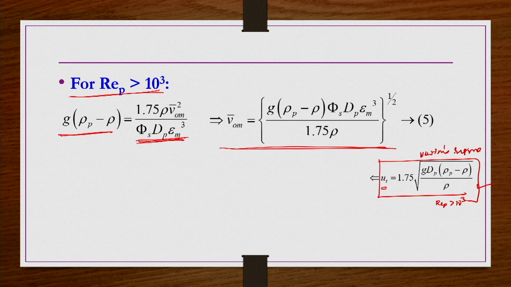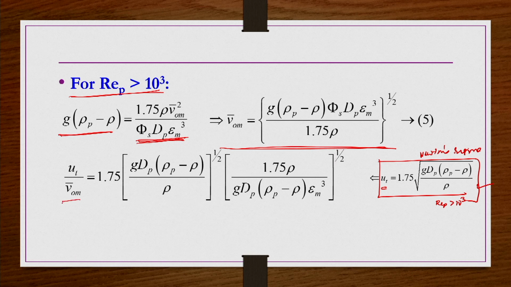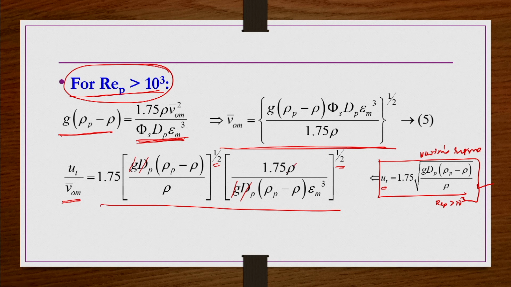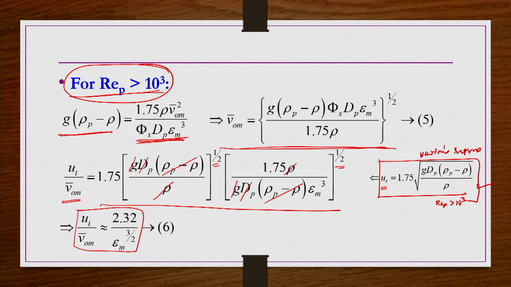For the single particle free settling velocity we get it like this. Now, here also we take the ratio between the free settling velocity and the minimum fluidization velocity under high Reynolds number flow conditions, then we have this one here. Both the powers are 1/2. So here g, dp can be cancelled out, rho can be cancelled out, delta rho p, delta rho can be cancelled out. So what we have is 1.75 multiplied by the square root of 1.75 divided by epsilon_m cubed. So that comes out to be ut by V0m bar is approximately 2.32 divided by epsilon_m to the power 3/2.